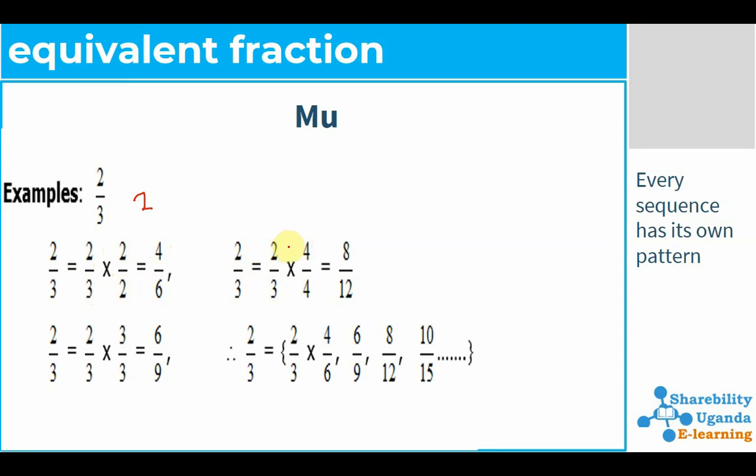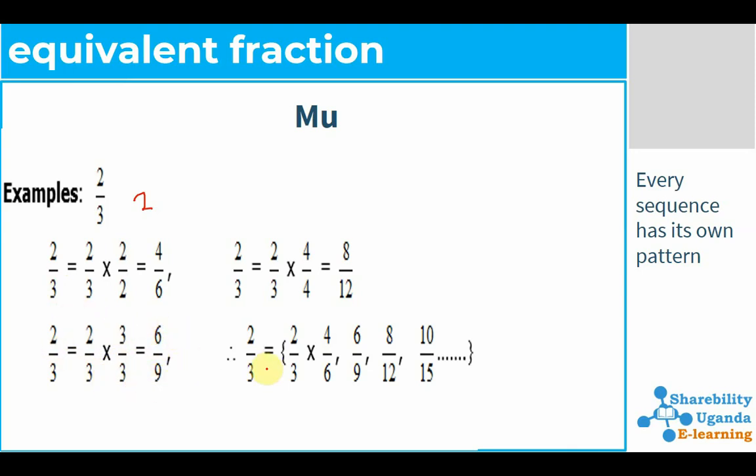They said, what is 4 times 2? They got 8. 3 times 4, they got 12. So this 8 out of 12 is the same as 2 out of 3. 4 out of 6 is the same as 2 out of 3. Here they took a 3 and multiplied 2 times 3 and 3 times 3. Okay, this number is the same as this one.